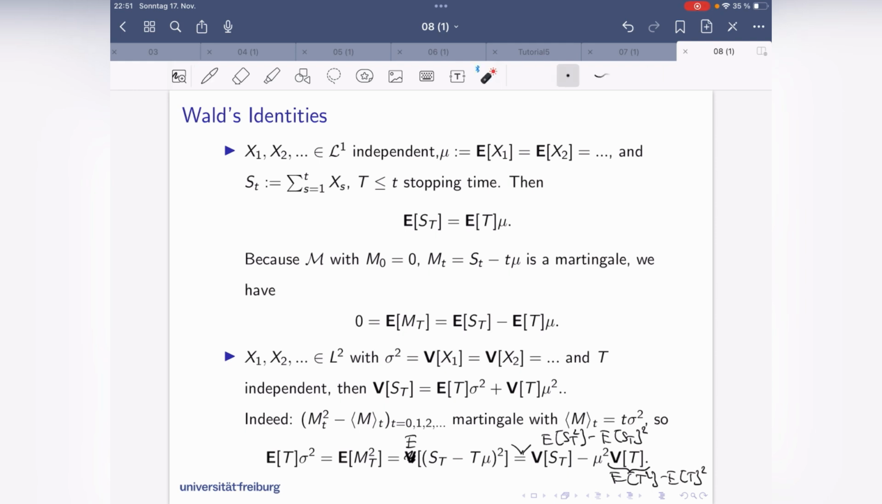And as we see here on this side, I have minus expectation of S_T squared. So that's mu squared times expectation of T squared. And the same is here. So these two terms actually go away. Then I end up with expectation of S_T squared minus mu squared expectation of T squared. Yeah, and that's what this here is about.